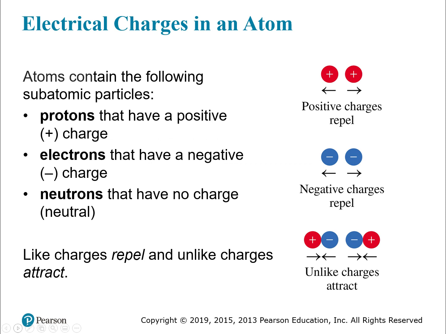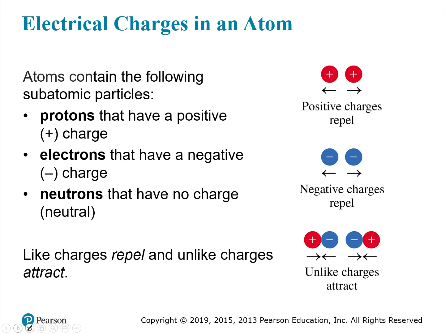What is the atom made of? The atom contains subatomic particles. The types that we'll talk about are the protons, electrons, and neutrons. And you've likely heard of these already. So if this is a review, you're in a good place.